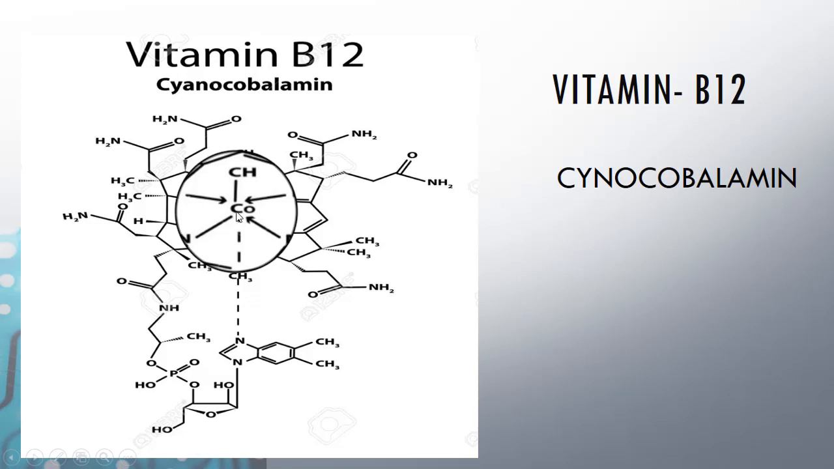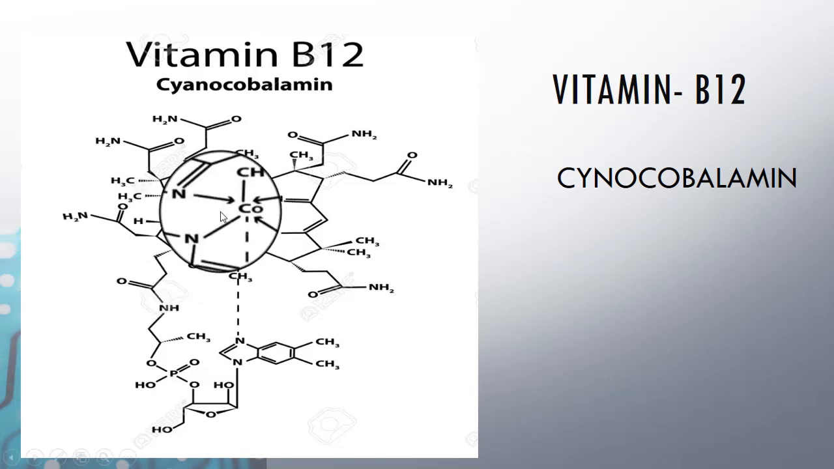Now, what are the chemical properties? Under the term vitamin B12, several compounds that are similar in chemical structure are included. They are classified as cyanocobalamin, hydroxocobalamin, nitrocobalamin, and aquacobalamin, etc. In the structure of vitamin B12, the element cobalt is included.